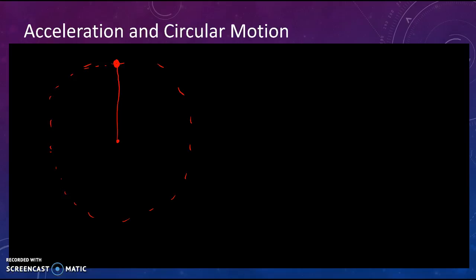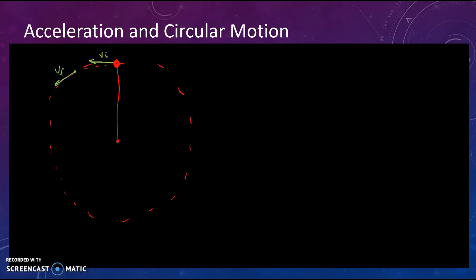And what I want to do to start off with is look at the acceleration of this object as it moves around in a circle. So to do this, let's look at the velocity, because we know that acceleration is change in velocity over time. So if we look at the change in velocity that occurs, so here's our initial velocity, and maybe here's our final velocity. We're going to look at the change in velocity that occurs.